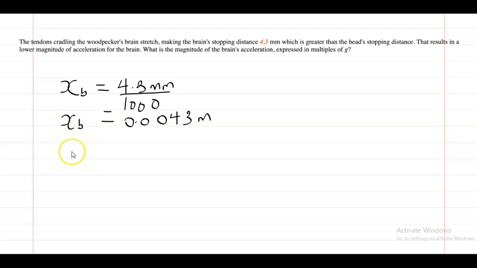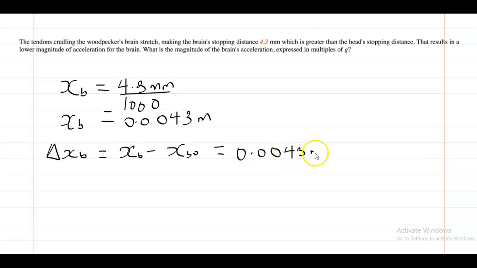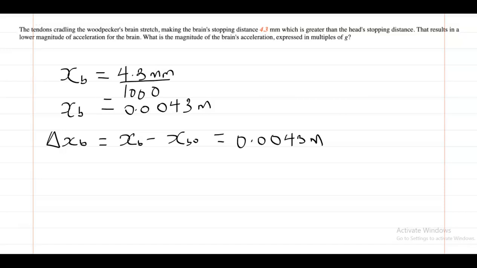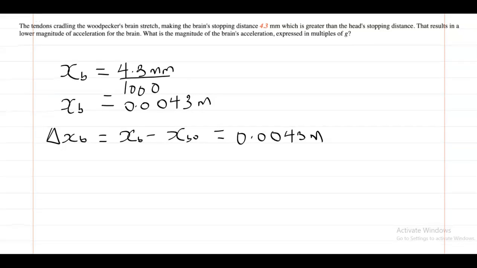Of course, since we can express our initial position to be 0, we can calculate the change in distance, or in this case xb minus xb naught, to be equal to 0.0043 meter. Now that results in a lower magnitude of acceleration for the brain. So the brain has a reduced acceleration.